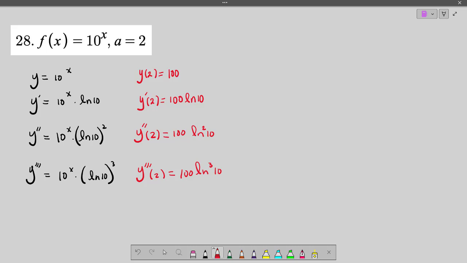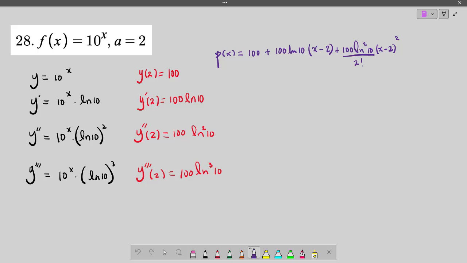So that gives us the function and the derivatives evaluated at the center. And then our p of x will be the first constant plus the second constant multiplied by x minus the center to the first power. So that is our tangent line. And then we add the next constant, so 100 natural log squared of 10 times the center squared, and that's all divided by 2 factorial.